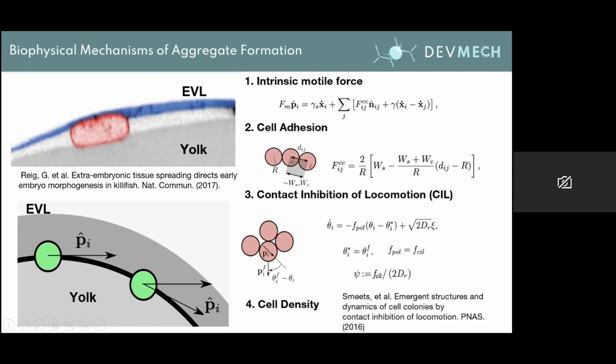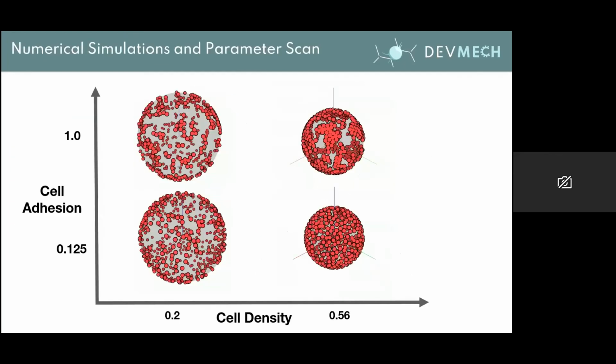Gaussian white noise. And the last parameter we're studying is the cell density over the egg sphere. We conditioned this during the simulations, changing the embryo's radius, but maintaining the number of cells constant throughout. So we then ran a series of numerical simulations scanning all these different parameters.